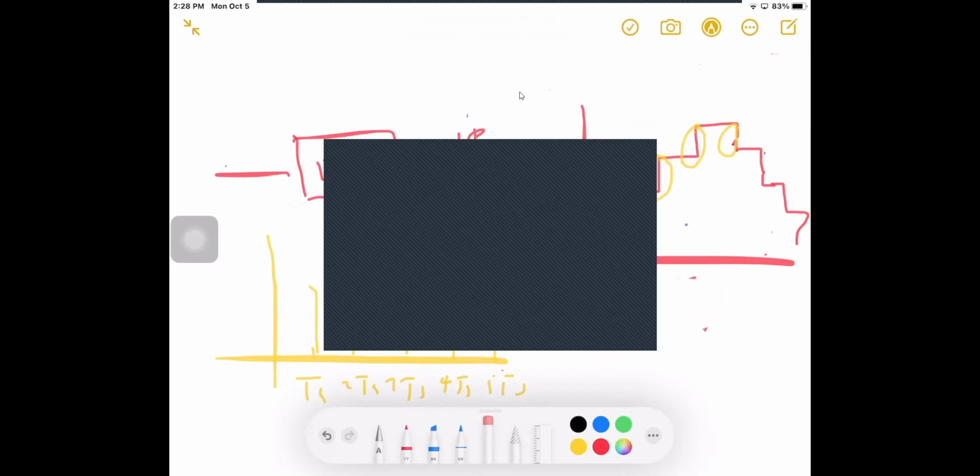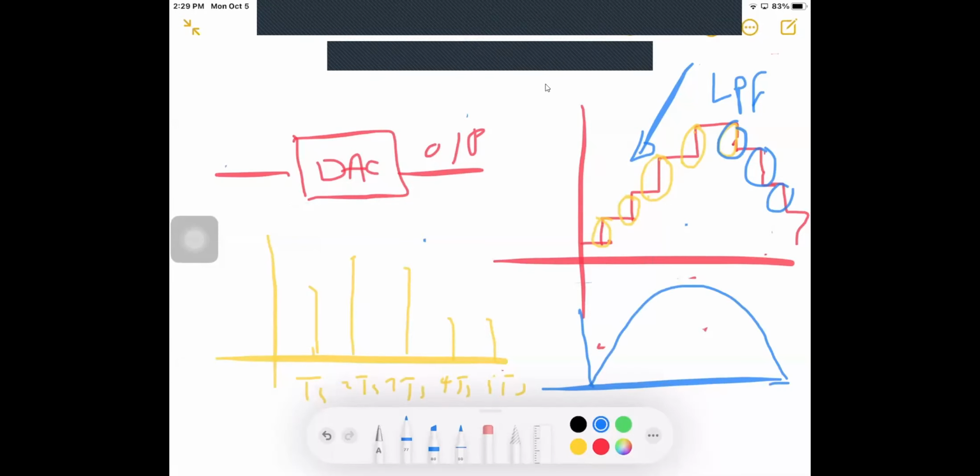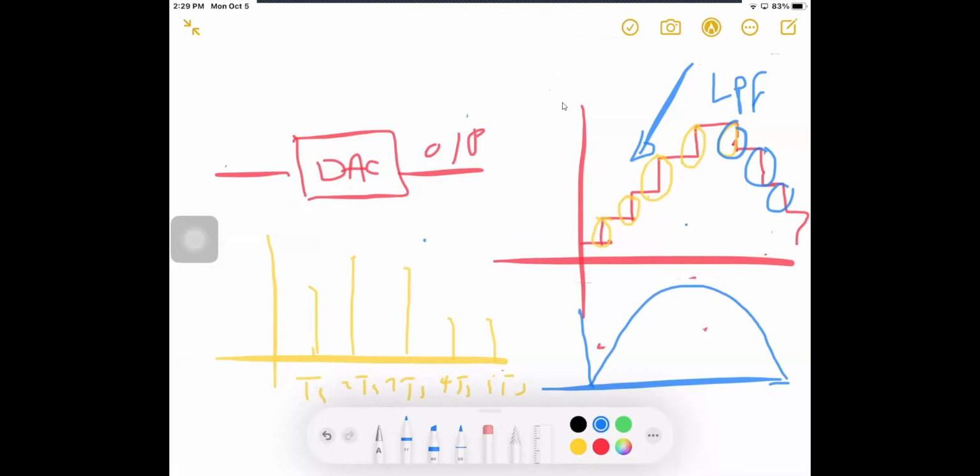If this signal is passed through a low-pass filter, at that time, these high frequency sudden changes will be removed by using a low-pass filter. So after passing this signal through a low-pass filter, we get such a signal. The benefit of the low-pass filter is to remove the high frequencies from the signal.